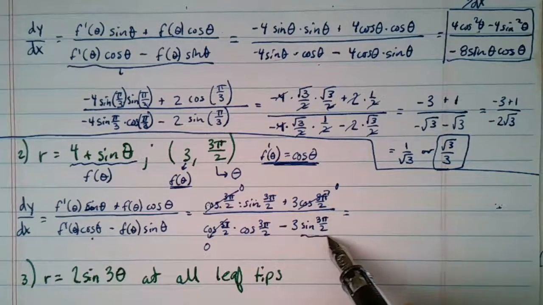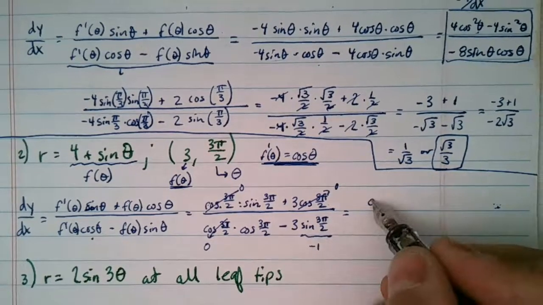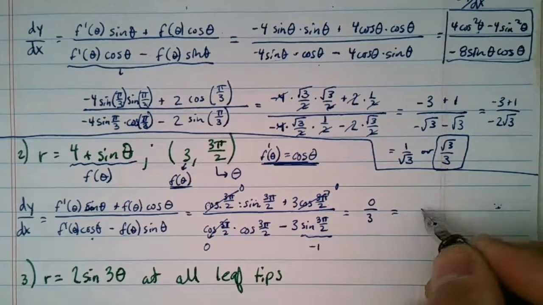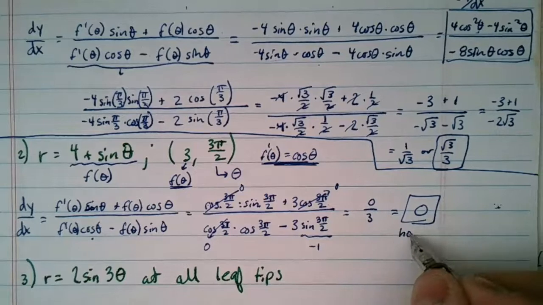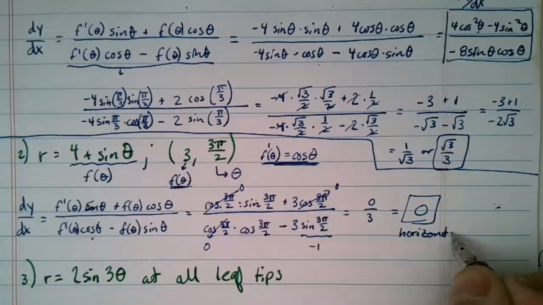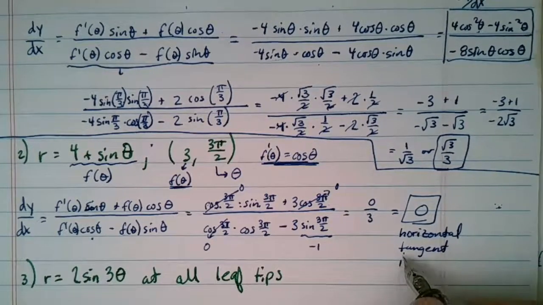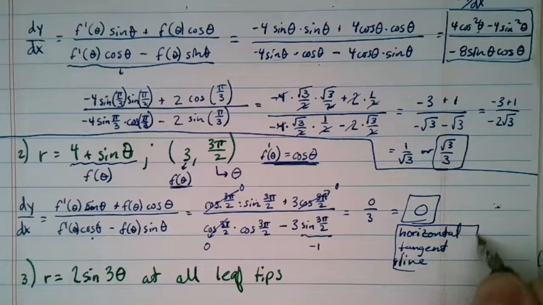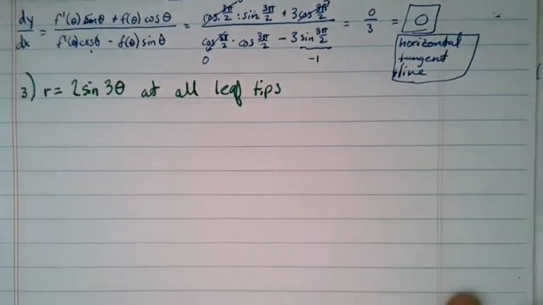Okay, so this is negative 1, and negative 3 times negative 1 is positive 3, so I end up with 0 over 3. Well, what's the slope of the tangent line? It's just 0. What does that mean to us? That means we have a horizontal tangent line. Okay? So, something you might want to keep up with. This is a horizontal tangent line. All right, cool.